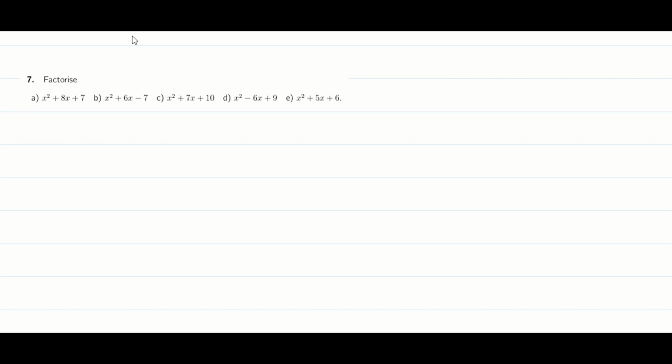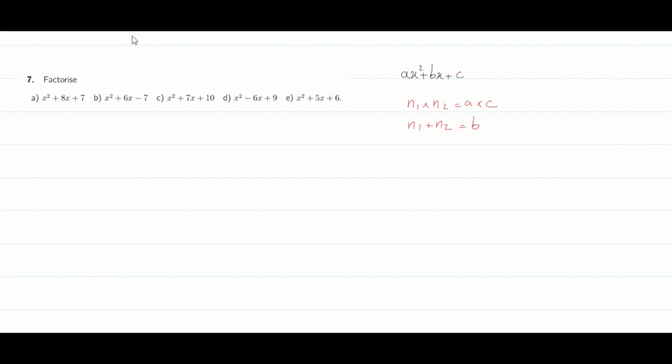Okay, on this question, we want to factorize quadratic expressions. In order to do so, we first need to know the general form of a quadratic expression, which is ax squared plus bx plus c. Now, if you can find two numbers whose multiplication is equal to a times c, and whose summation is equal to b, you can factorize these quadratic expressions. This method is called the product and sum method.